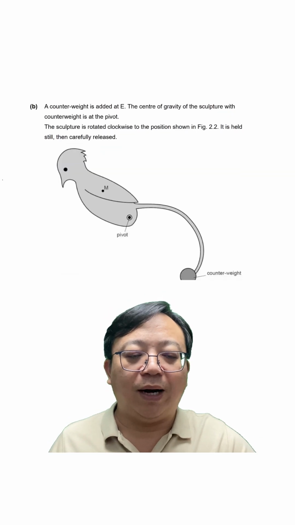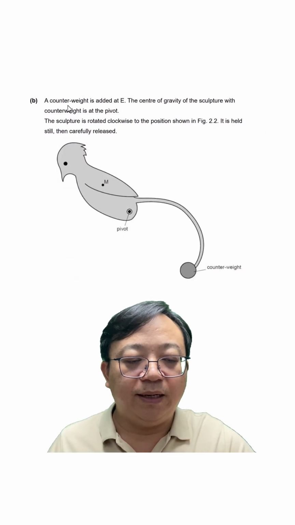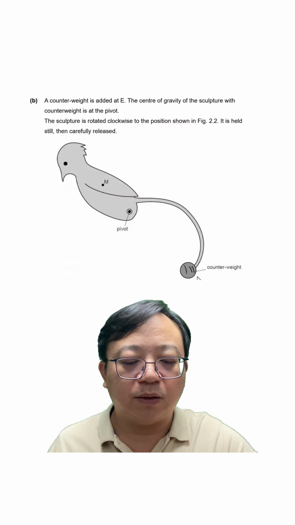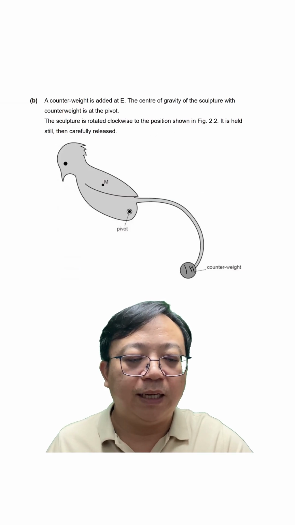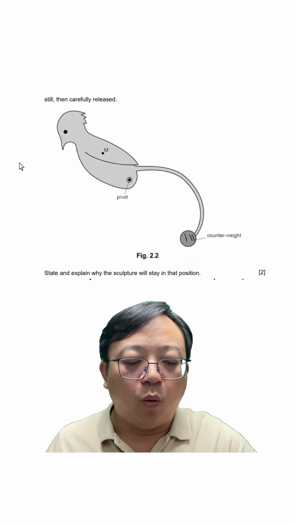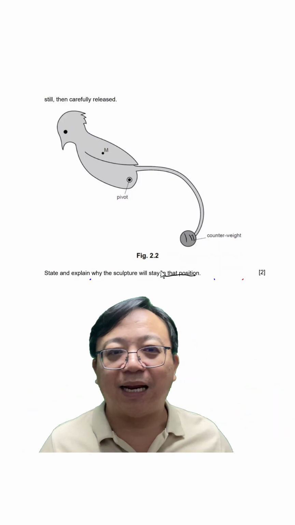Now a counterweight is added at E, the center of gravity of the sculpture. This is a pivot again. With counterweight at the pivot. So this is the counterweight here, right? The sculpture is rotated clockwise to the position as shown here. It is held, then carefully released. And they say that it stays in that new position. And do you know what that means? They stay at that new position?